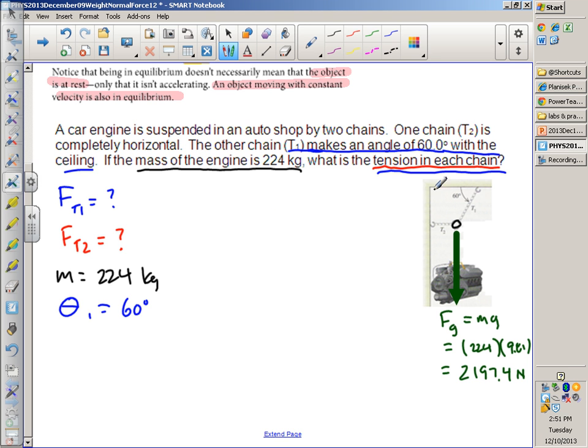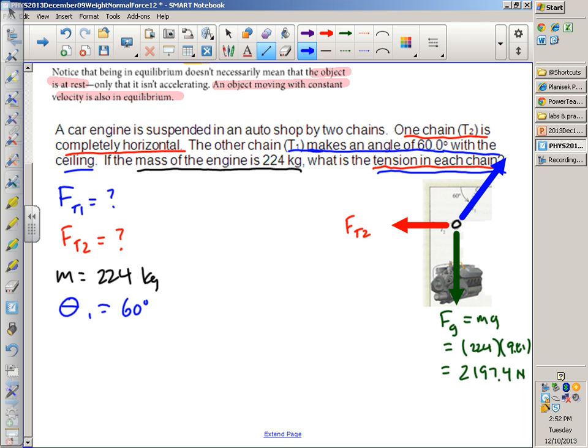But then there are two other forces. Each of these chains, right? Tension is a pulling force. So it tells us that T2 is completely horizontal, right? So when we go to fill in this force, we would draw it in like that, because that's what T2 is doing. We don't know what T2 is yet, right? But we know it pulls that way. And then we have this one, right, that's pulling at an angle like this. We'll label this as T1. Okay?